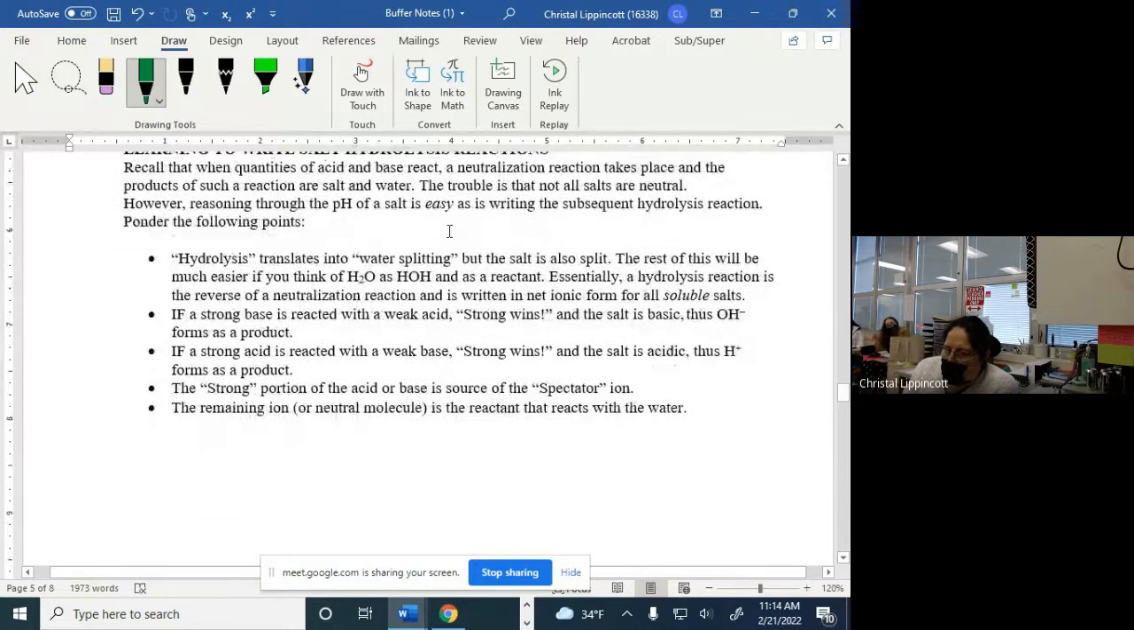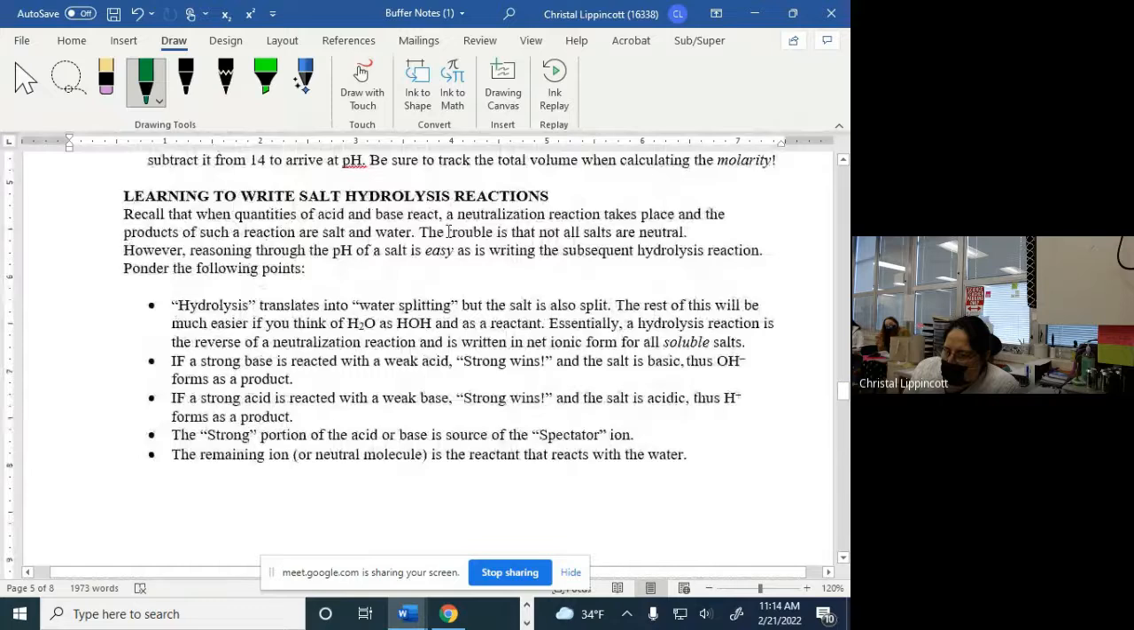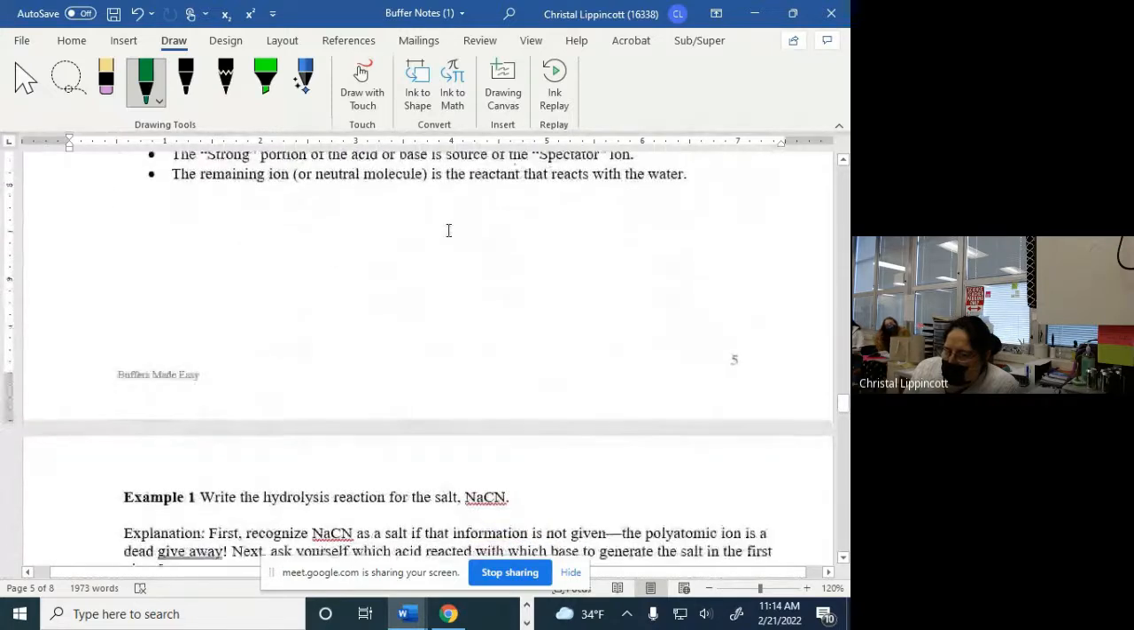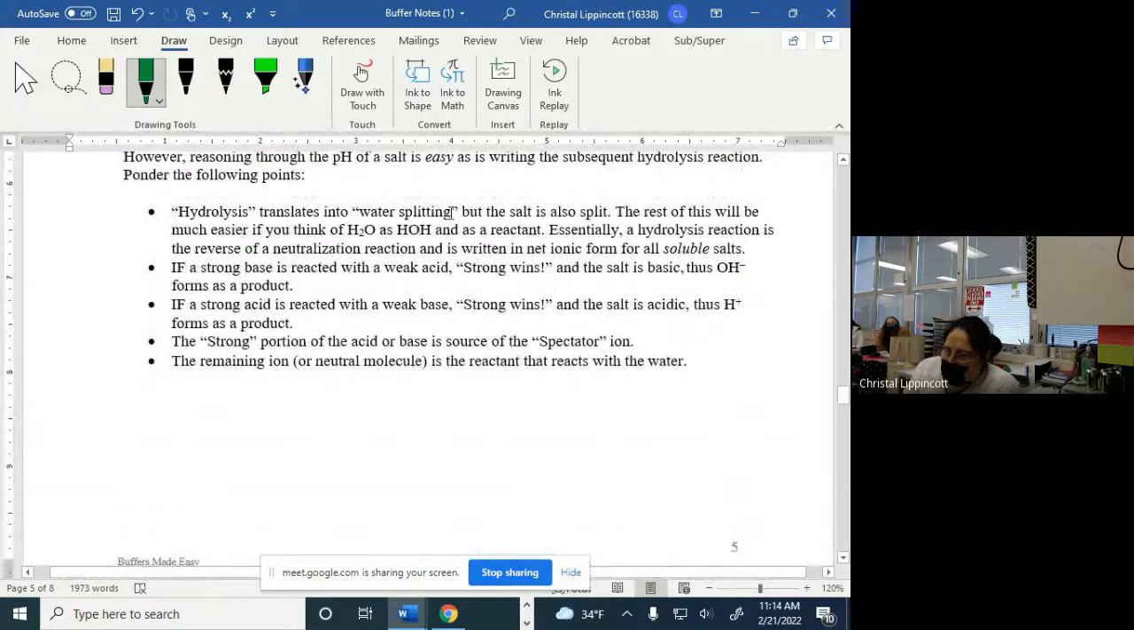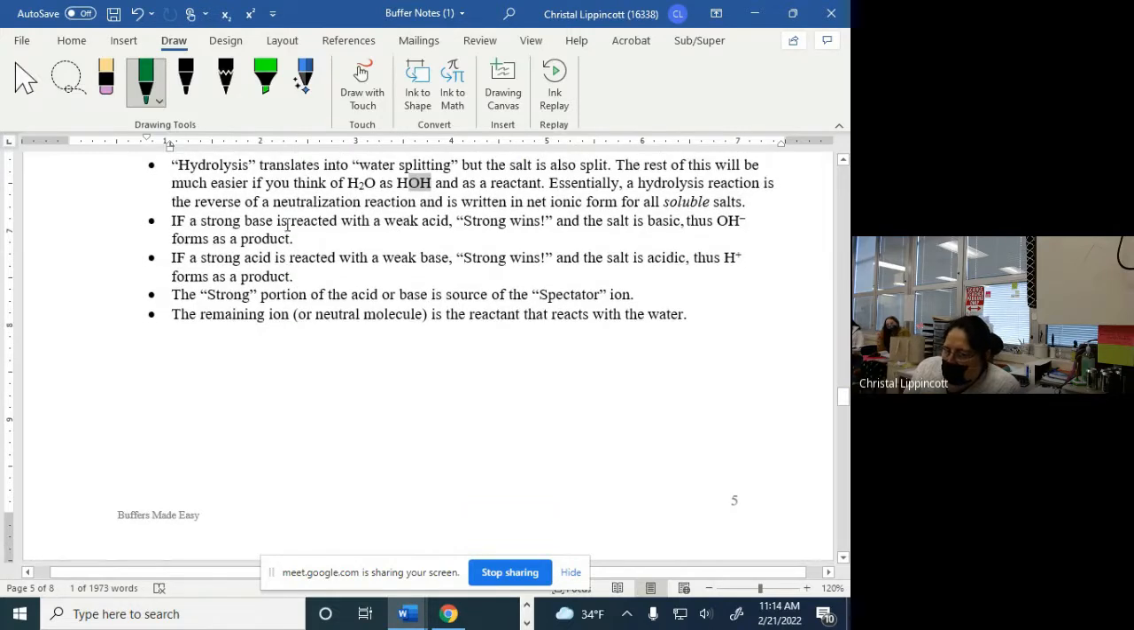We've talked about this, salt hydrolysis reactions. Hydrolysis is where you're splitting your water, okay? The rest is much easier if you think of it as HOH as a reactant. So essentially a hydrolysis reaction is the reverse of a neutralization reaction, and it's written in the net ionic form with a soluble salt.